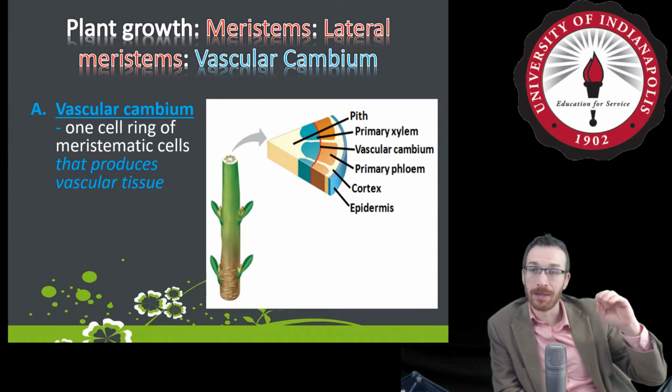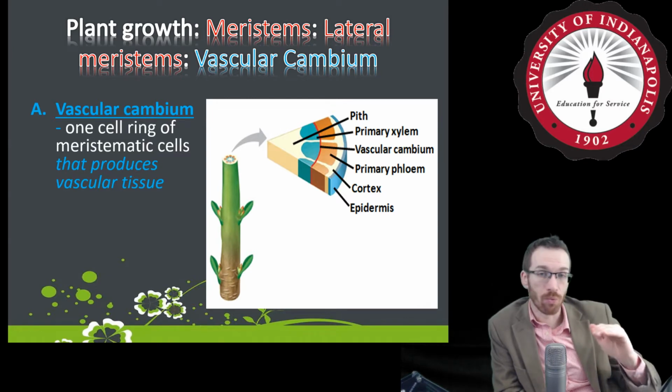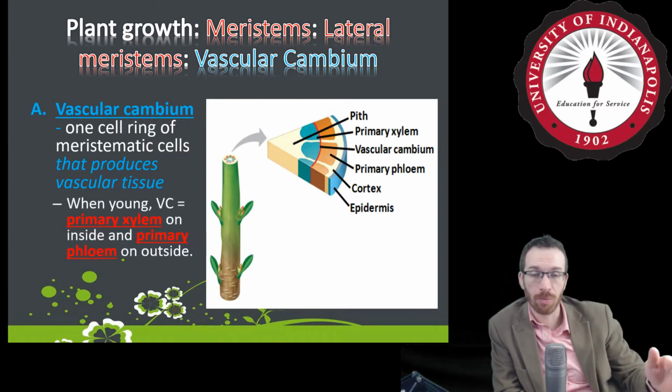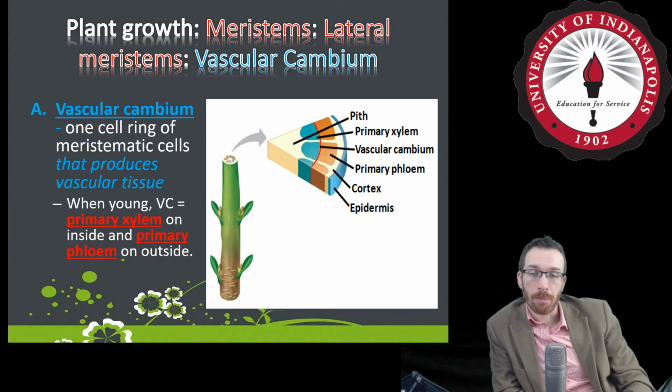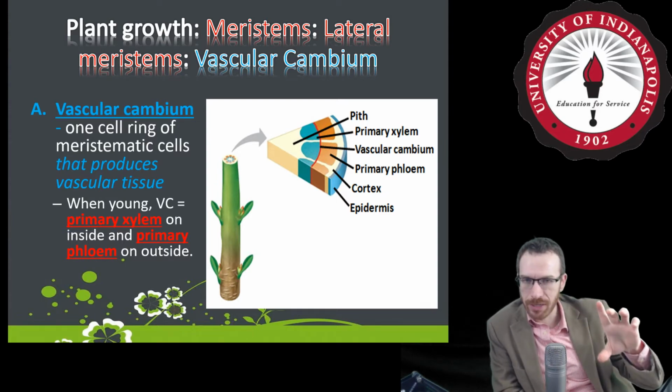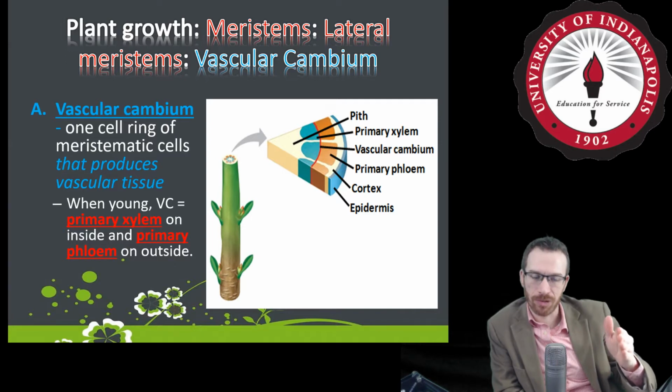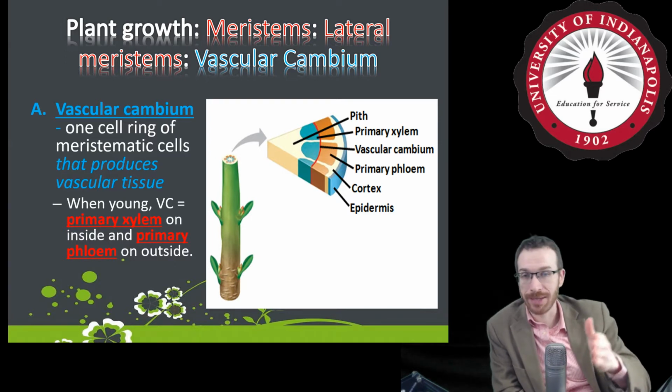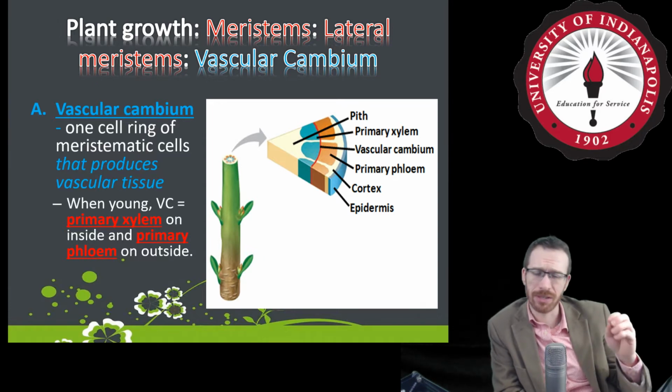Vascular cambium is present in 100% of plants. All plants have this. The first thing it produces when it's a little baby seedling, the vascular cambium produces primary xylem to the inside, primary phloem to the outside. Basically, primary just means the first layer.